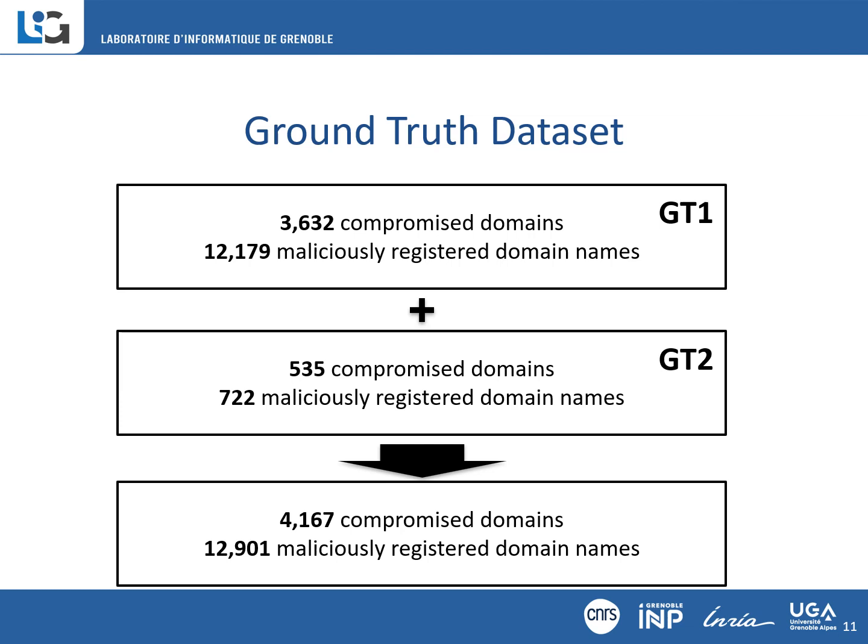One, GT1, generated automatically, and second, GT2 in the picture, consisting of manually labeled domains, which does not suffer from such limitations.